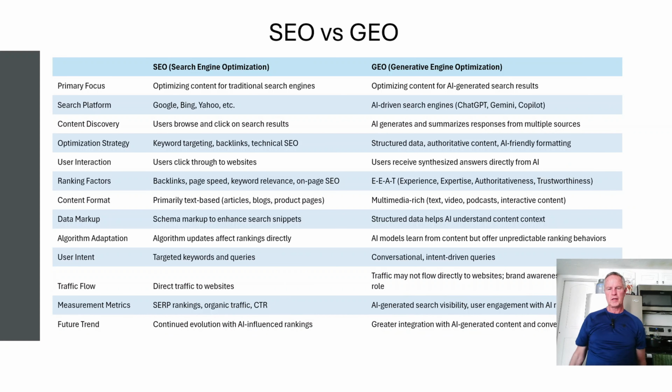So future trends, as we just continue to evolve as AI influences rankings and SEO, and as SEO becomes less important because AI overviews push down the organic rankings, and other things push down the organic rankings. So when we talk about GEO, greater integration with AI-generated content and conversational interfaces. We're going to have to write things differently. We're going to have better brand awareness. We're going to have to make it easier for generative engines to find our information and desire to recommend it. So those things will change.